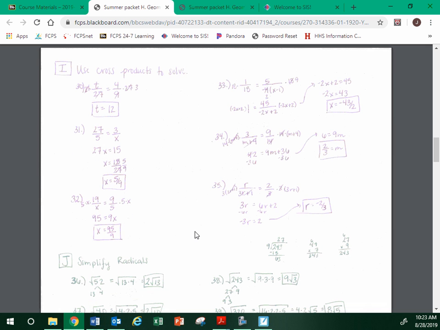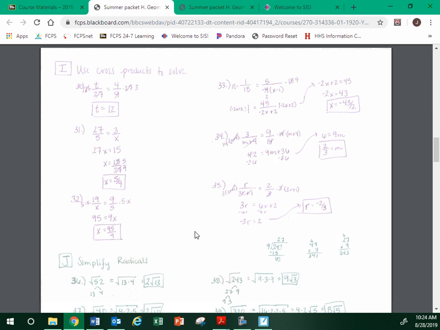Another thing was our cross products. There are quite a few of us that didn't have work for 33 through 35. Now, I know 30 through 32, it's a pretty simple enough process that you might have been able to do in your head. But 33 through 35, where we're distributing and whatnot, you should definitely have some work to show for that. So make sure you are showing your work.